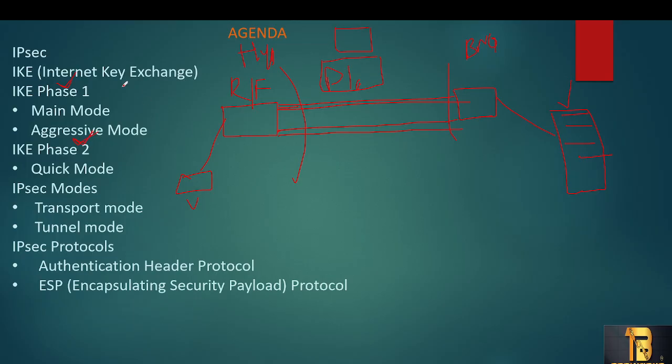And once the phase 1 and phase 2 are built, how will our actual data flow? How will our actual data be forwarded through phase 1 and phase 2, and once the data is received at the edge of the device, how will it be sent out? Okay, so we'll discuss more about that.